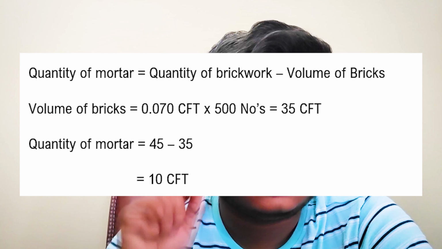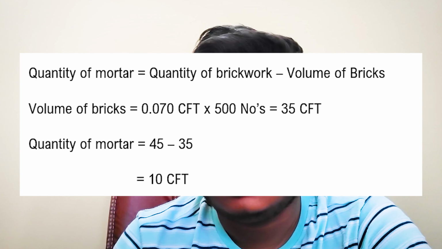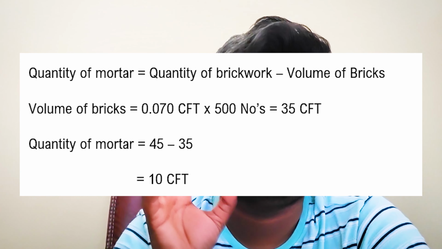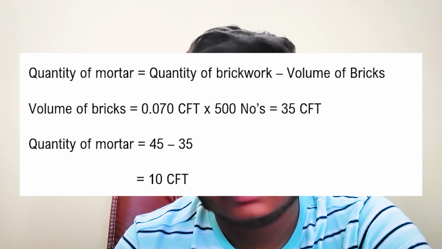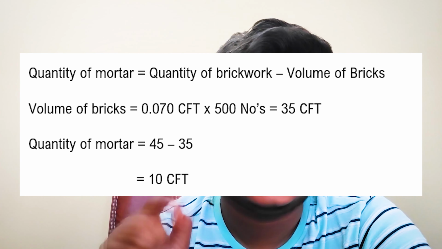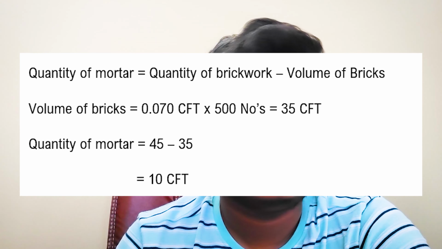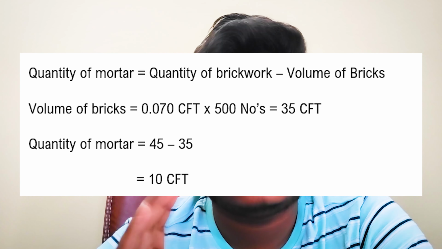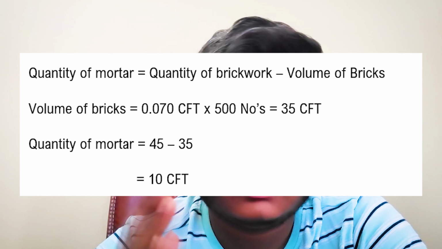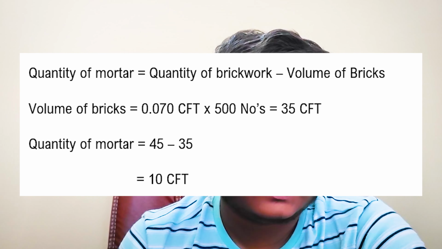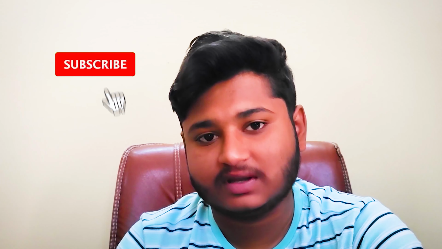So how will we get mortar quantity? That is the main question. For calculating mortar quantity, we need to subtract the quantity of bricks from the total volume of the wall. Then we'll get the remaining mortar quantity. It's very simple. Total volume of bricks equals 0.070, that is without mortar, into 500 number of bricks. We'll get 35 CFT. So quantity of mortar equals 45 minus 35, we'll get 10 CFT. This is the quantity of mortar required for the construction.